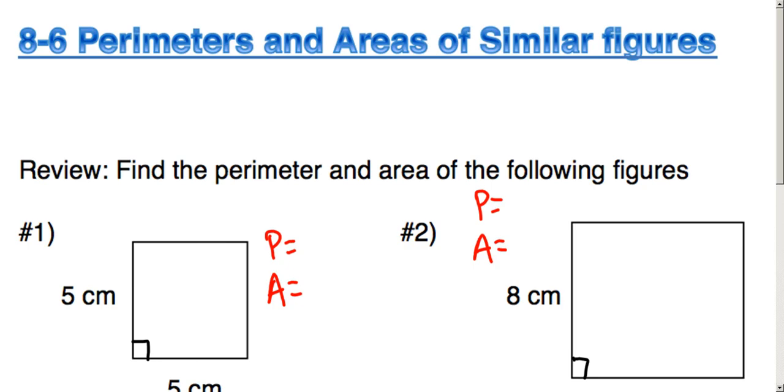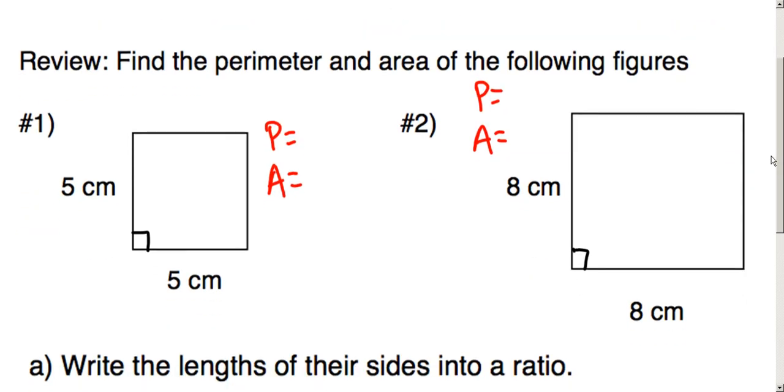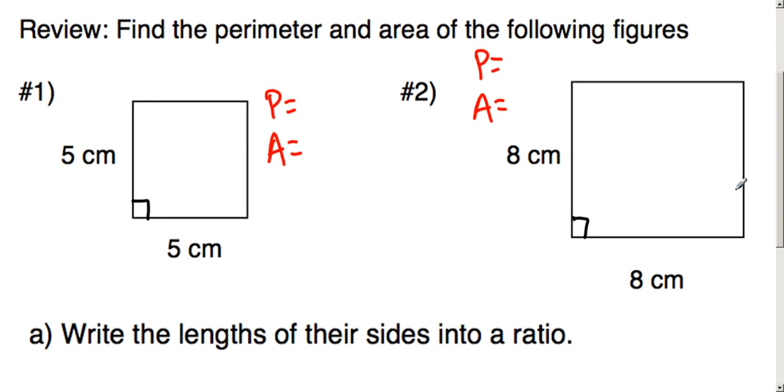Okay, so let's move on to the perimeters and areas of similar figures. All right, little quick review. Finding the perimeter and area of the following figures. Okay, assuming these are both squares, we've got 2 adjacent sides 5, 2 adjacent sides 8. Okay, to find the perimeter of a figure, we want to find the length around it. So if all sides are 5, we can do 5 times 4, because there's 4 sides, so that would make 20 centimeters. The area is side squared for a square, so 5 times 5 is 25, and we want our centimeters squared.